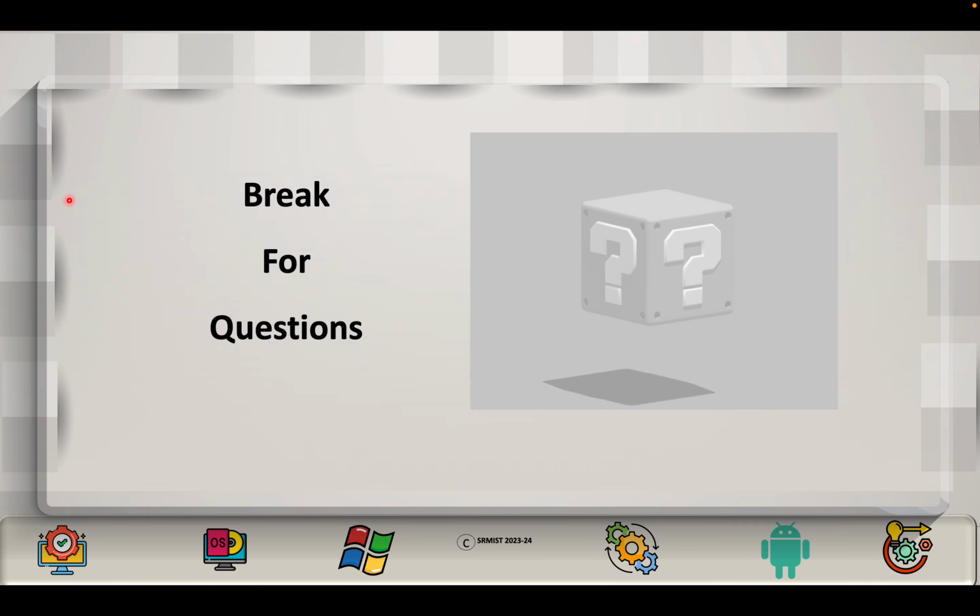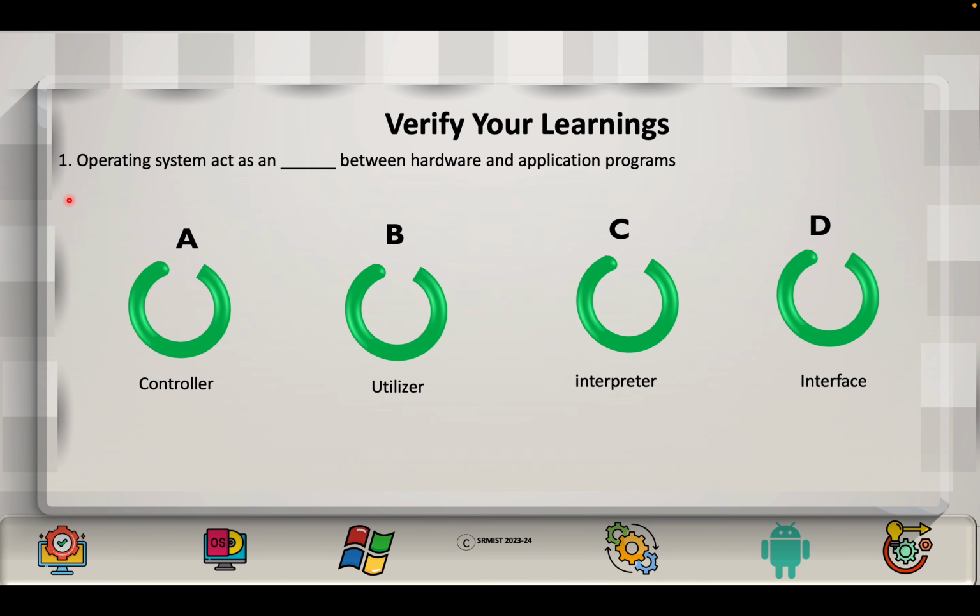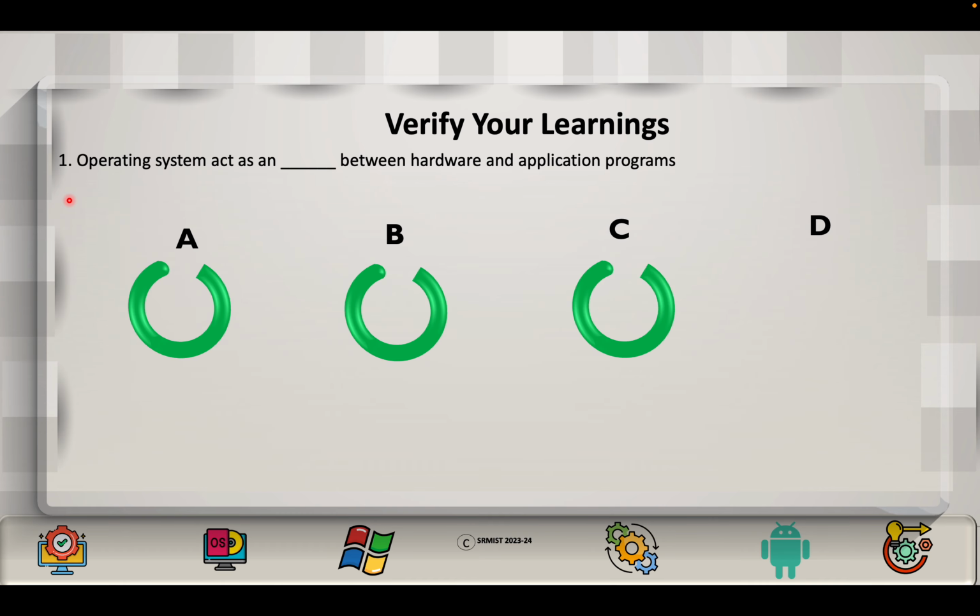Break for questions. Can you answer this question? Operating system acts as a dash between hardware and application program. Among these four answers, what's the answer? Operating system acts as an interface between the hardware and application program.